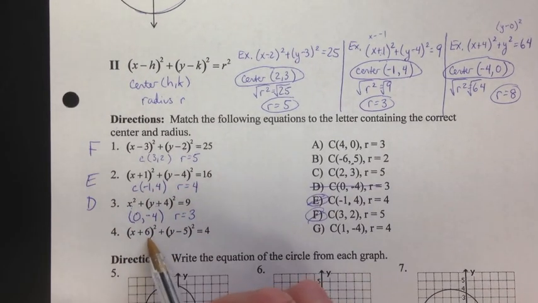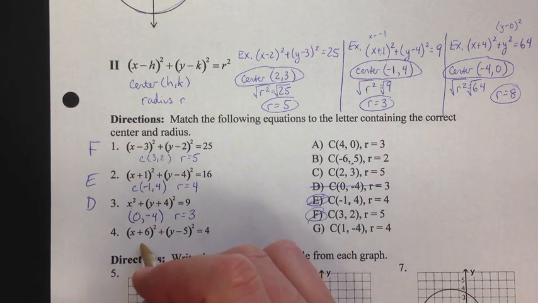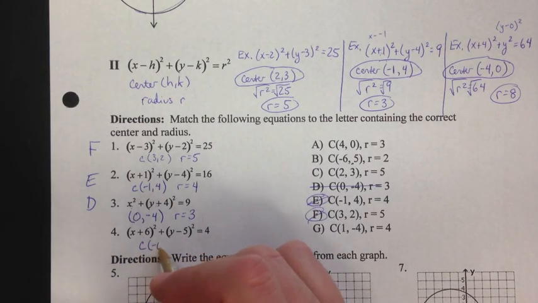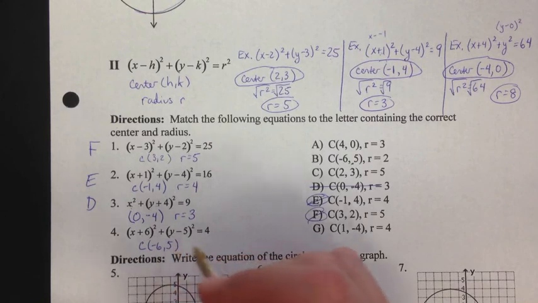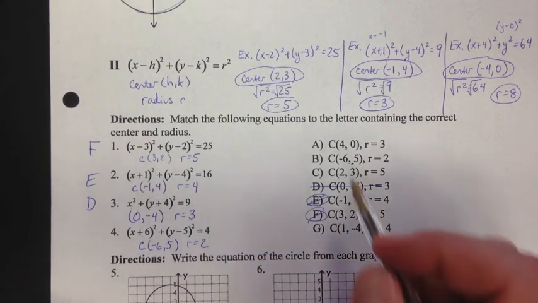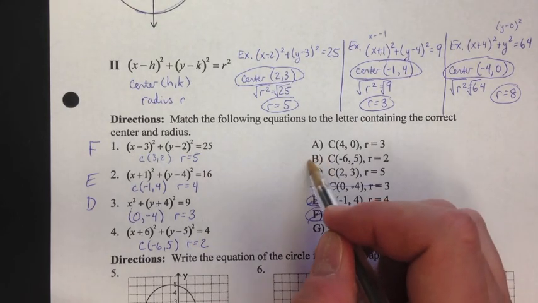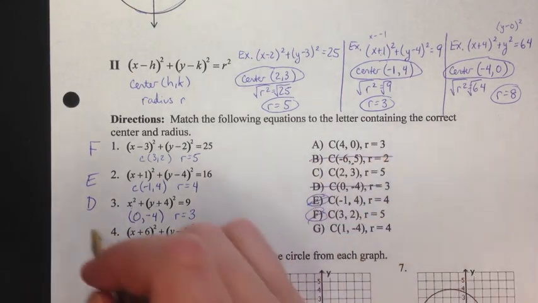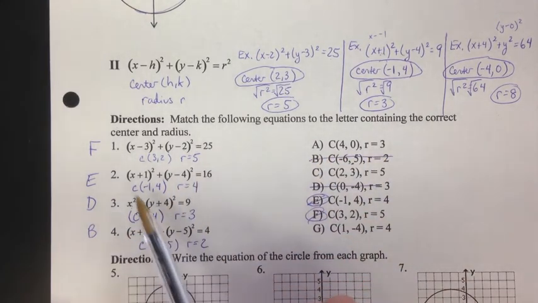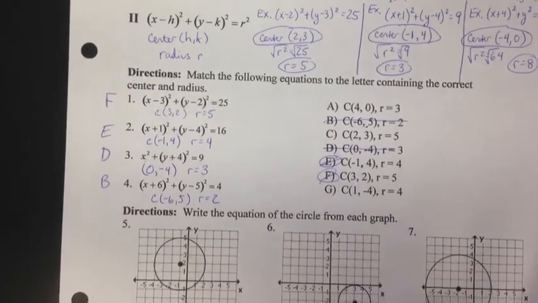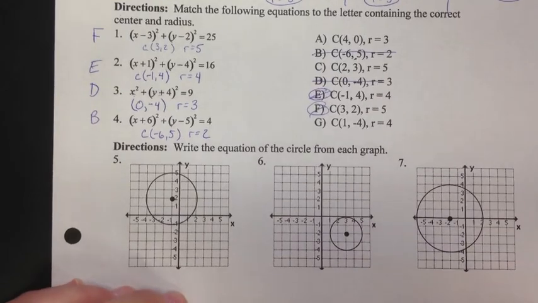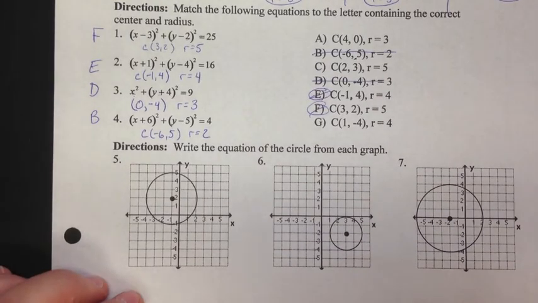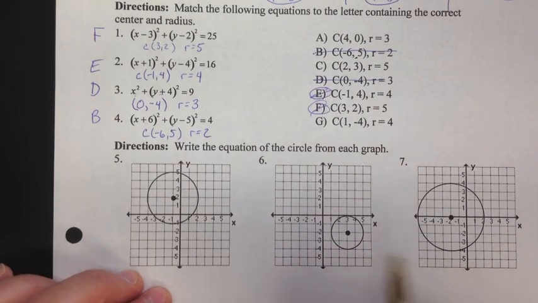And the last one here, center would be negative 6, positive 5. And the square root of 4 is 2, so the radius is 2. And that is choice B. So your answers are F, E, D, B. What you'll find with this is that after you do a few of these, it's kind of the same process over and over. You need to know the center, you need to know the radius.